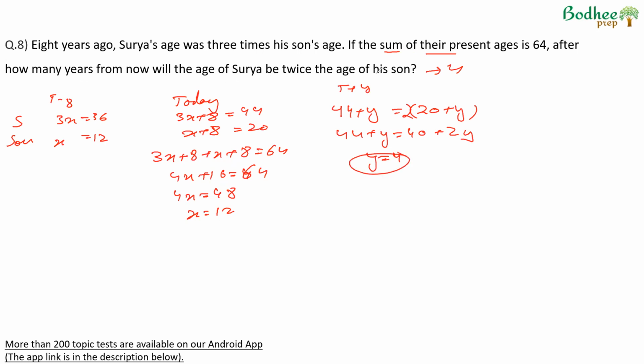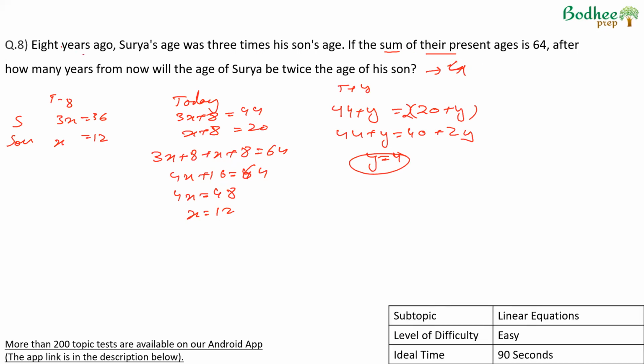So after how many years from now will the age be twice? 4 years from now, the age will be twice. I think this is an easy question. You would have done similar questions in ratios as well. Not more than a minute and a half to solve.